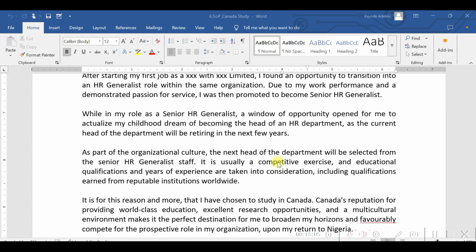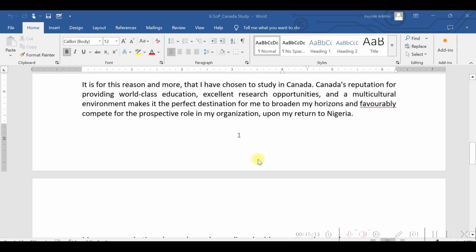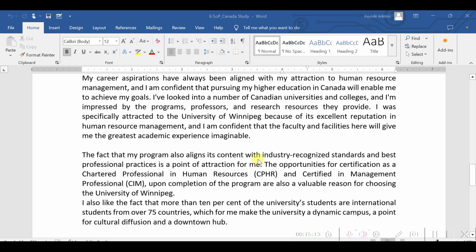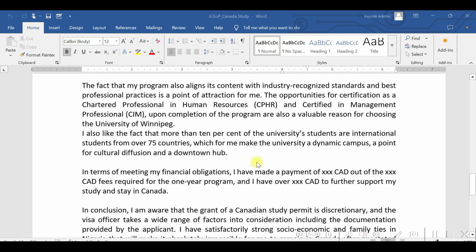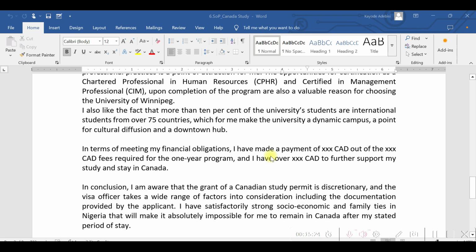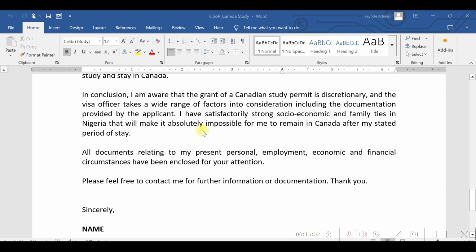So she did that. I mean, she sold the story well. She structured the SOP well, and of course provided career aspirations, provided ranking and motivation for why she chose Canada as a destination, provided information around her financial obligations, how she'll be sponsoring herself and all that, and of course concluded, right? And of course, she got the visa, right? She's in Canada also right now. So this is another clear example of how you provide SOPs.